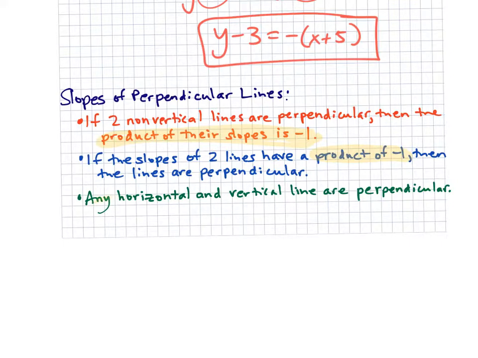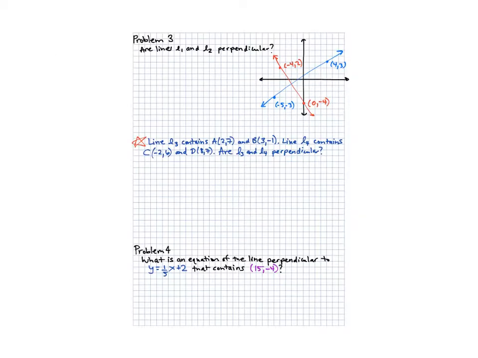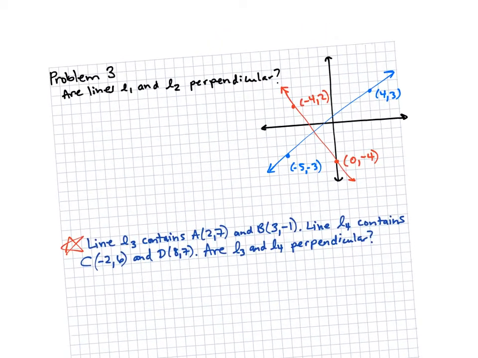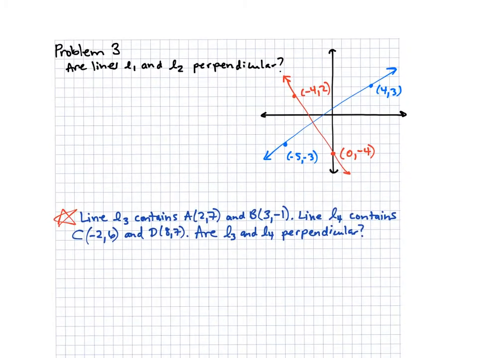And then any horizontal and vertical line are perpendicular, right? You can't actually multiply the slope of a vertical line since it's undefined. But if you have a vertical line, then perpendicular to that would be a horizontal line. So let's see a problem with this. Problem 3 has two lines, L1 and L2, and asks, are these two lines perpendicular?